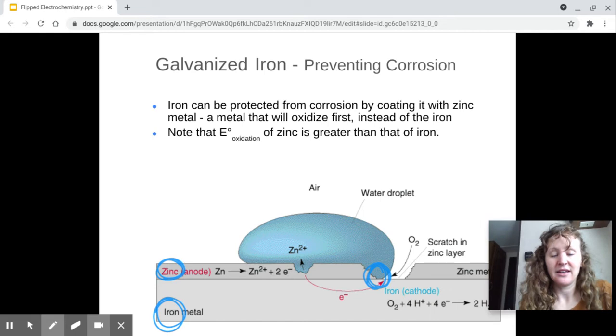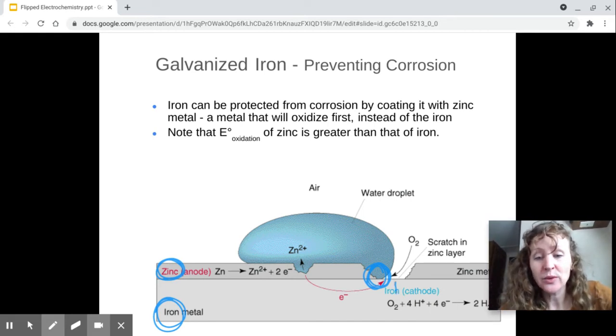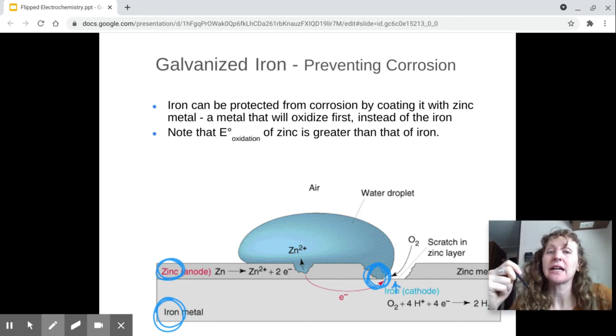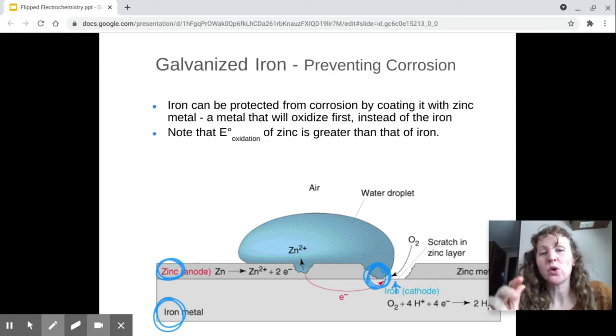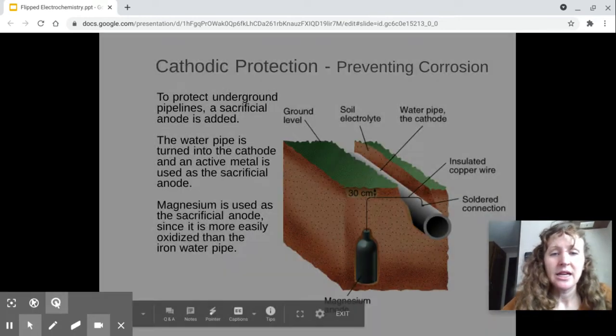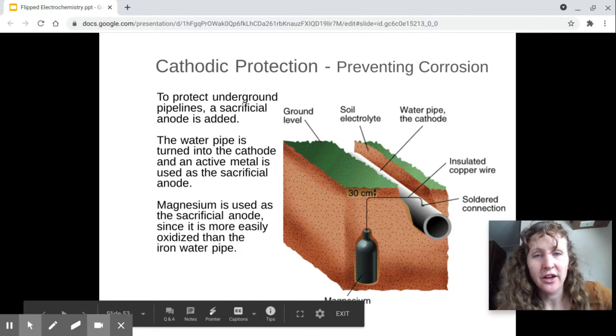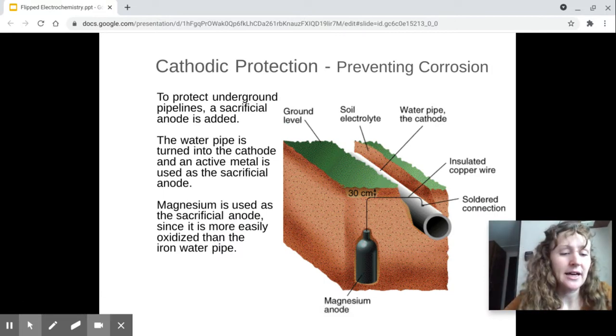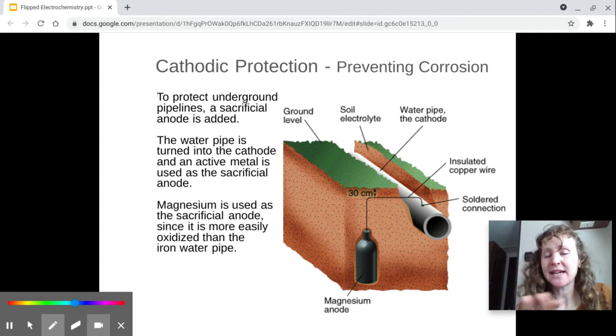oxidized than iron, and so zinc will react. Iron won't actually react until the oxygen can contact the iron without also contacting the zinc. And so we coat things with zinc, and the zinc actually kind of gets sacrificed for the sake of protecting the iron. And in terms of protecting other metals, sometimes we call it galvanizing when you actually coat the metal with a layer of another metal.